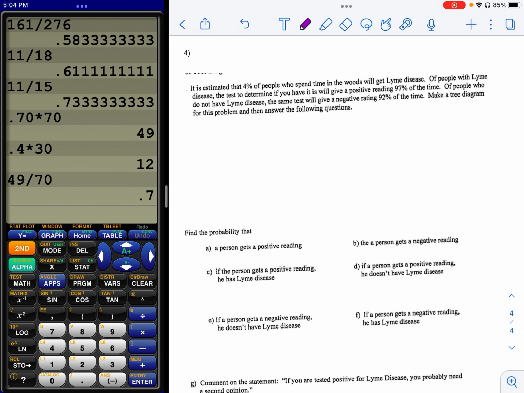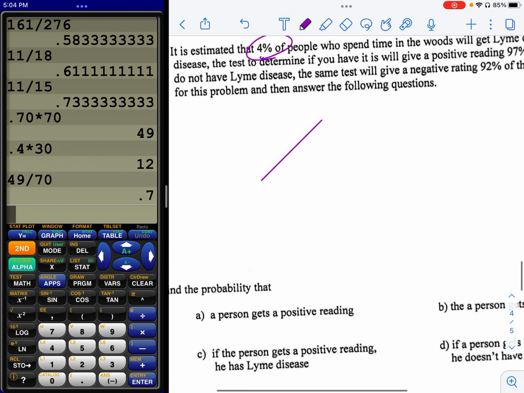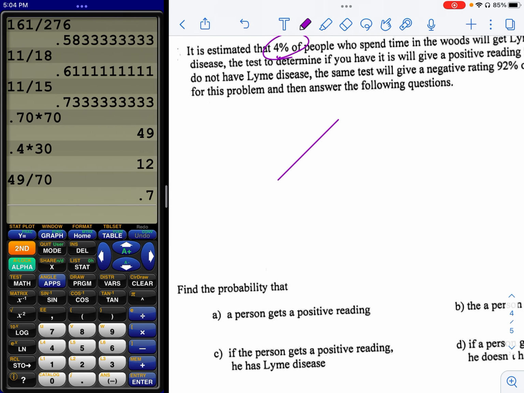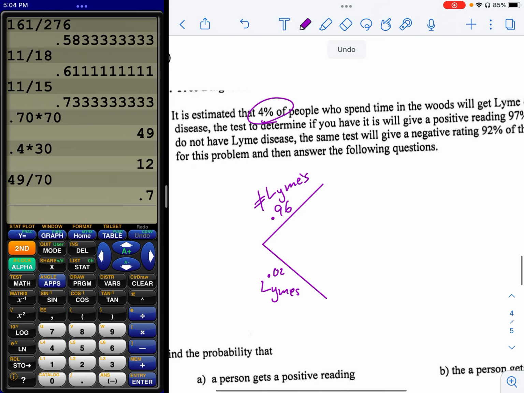All right, so let's start with the first part. 4% of the people who spend time in the woods get Lyme's disease. The majority do not get Lyme's, we'll say, and that is 96% of people. And 4% that spend time in the woods get Lyme's. Remember, every branch, when you have a split, your percentages must add up to 100. Okay? Now, what does it say?